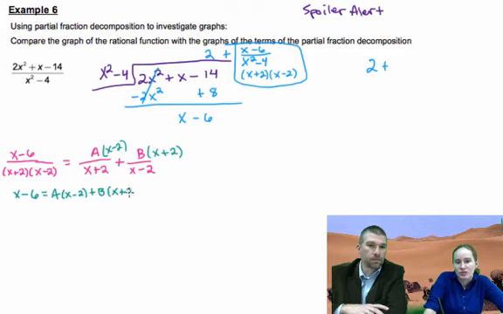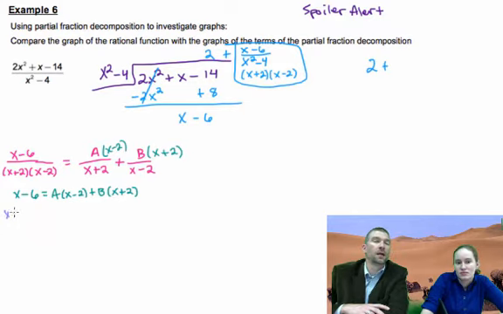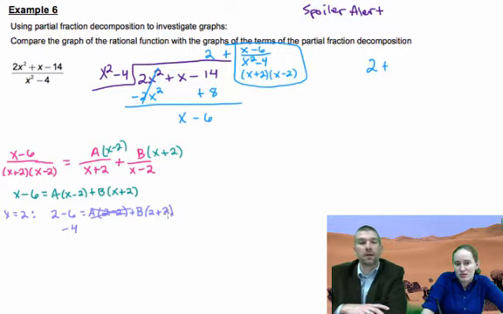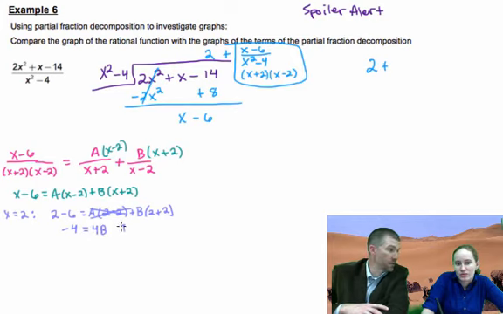Now, what 2 numbers should we pick to plug in? It's going to be 2 and -2. So I'm going to start with 2. 2 minus 6 equals a times 2 minus 2 plus b times 2 plus 2. So the a term is gone, and we have 4b equals -4, so b equals -1.